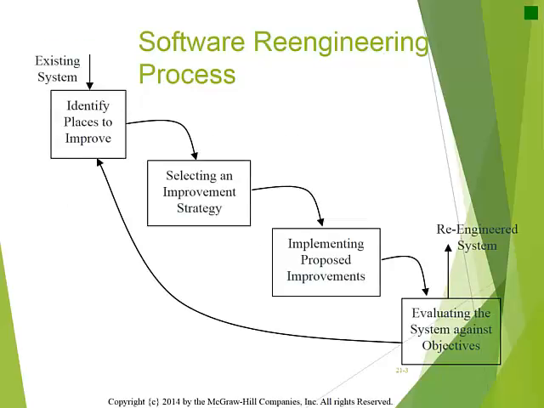A typical software reengineering process is shown. It involves the following activities. 1. Identifying places that need improvement. First, the software is analyzed to identify places where improvement is needed. Several tools are useful for achieving this task.